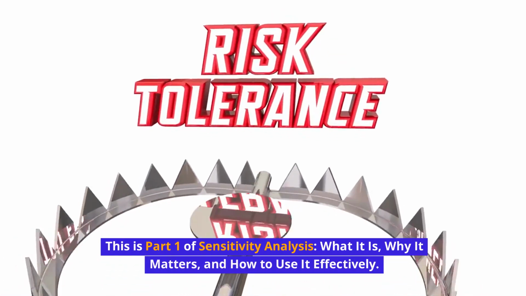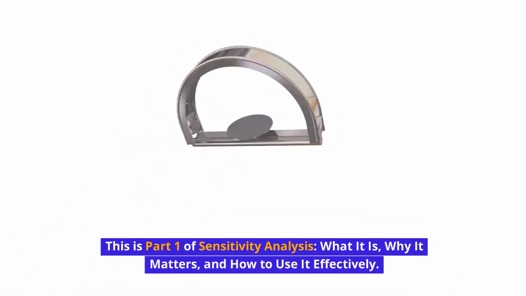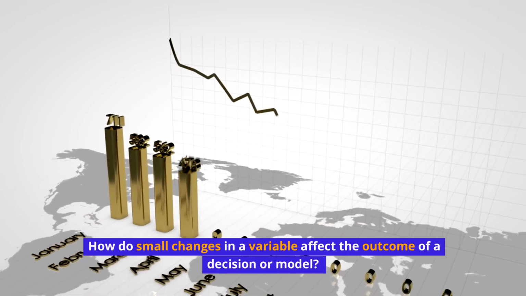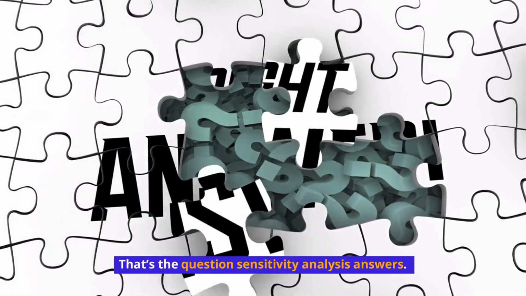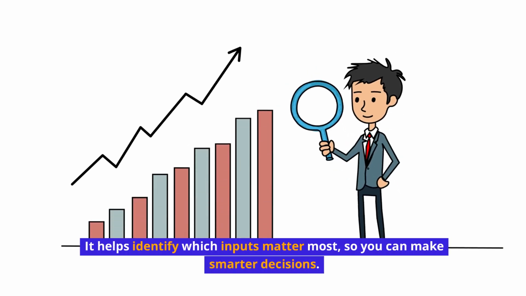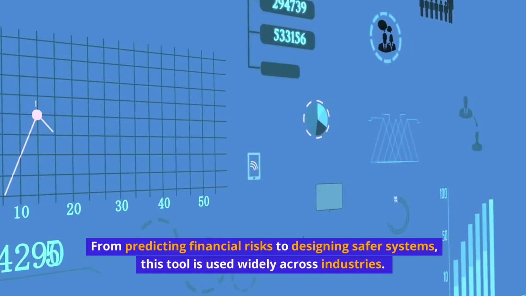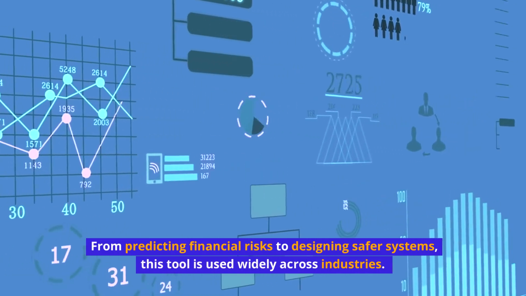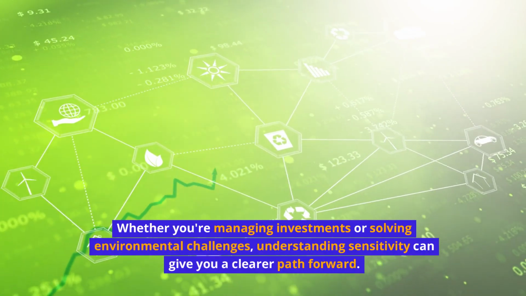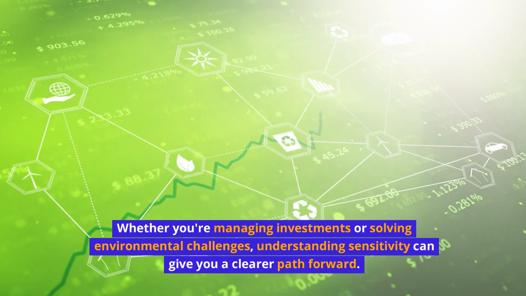This is part 1 of sensitivity analysis: what it is, why it matters, and how to use it effectively. How do small changes in a variable affect the outcome of a decision or model? That's the question sensitivity analysis answers. It helps identify which inputs matter most, so you can make smarter decisions. From predicting financial risks to designing safer systems, this tool is used widely across industries. Whether you're managing investments or solving environmental challenges, understanding sensitivity can give you a clearer path forward.